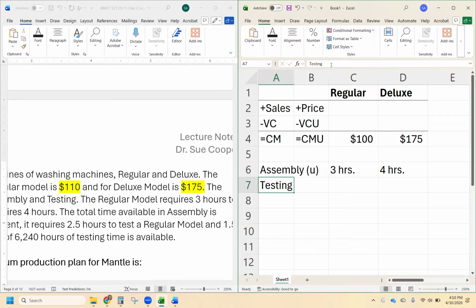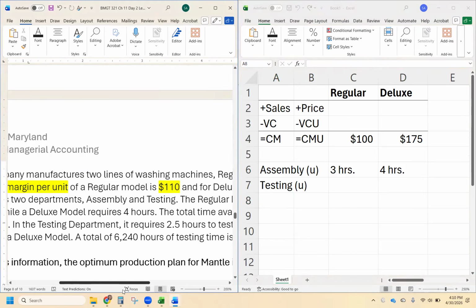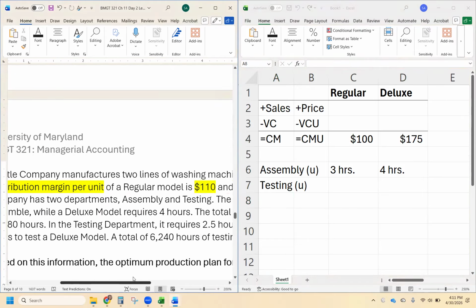I assume it's also going to tell me the testing per unit. I don't know. So I've got the 3 and the 4. Okay, and I'll keep reading.